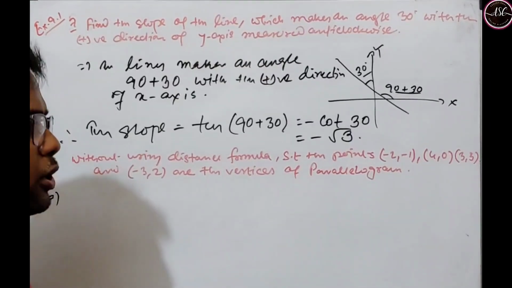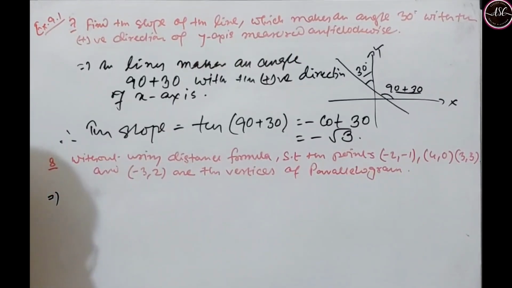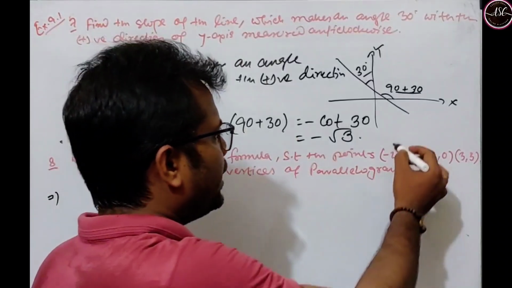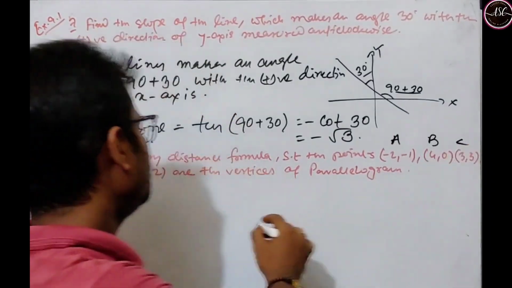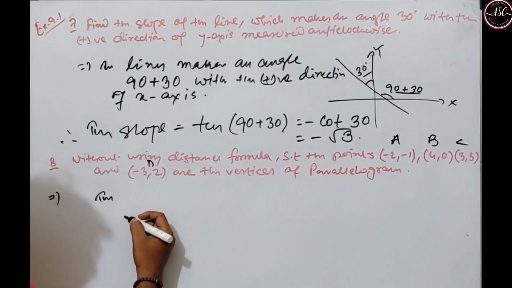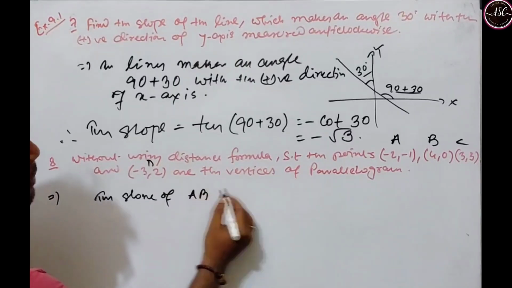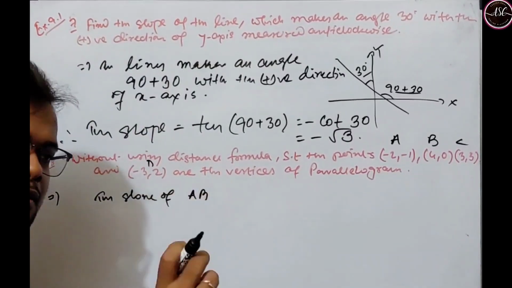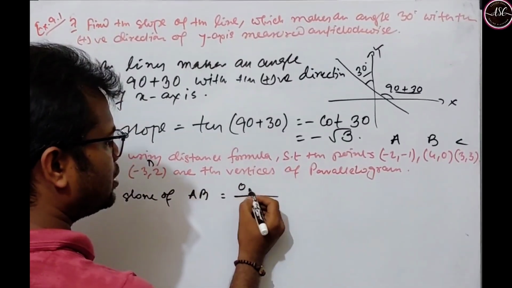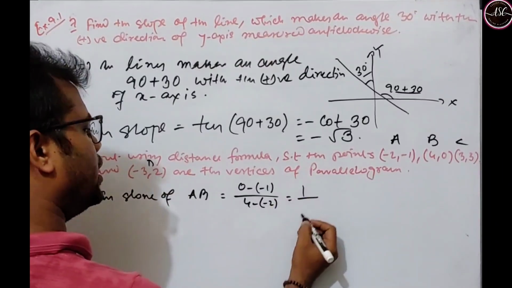Without using the distance formula, show that the points are the vertices of a parallelogram. Let this point be A, this B, this C, and this D. Now we will find the slope of each side. The slope of AB is y2 minus y1, that means 0 minus (minus 1) over 4 minus (minus 2), which is 1 divided by 6.